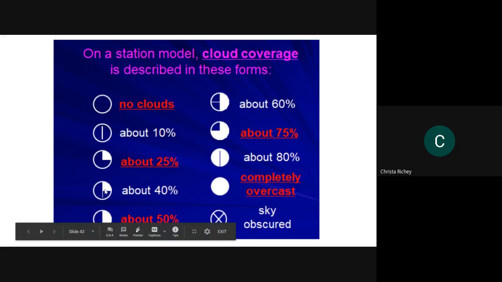And if it's a quarter of the way filled in, that's 25%. I'm not going to worry about about 40%. Halfway filled in is 50%. I'm not going to worry about that one. Three quarters of the way around, 75%. And then completely filled in is overcast. If you see an X, it's the same thing as completely overcast.